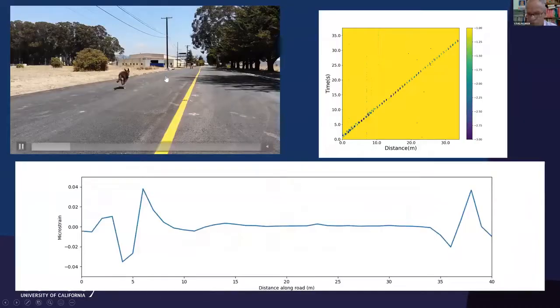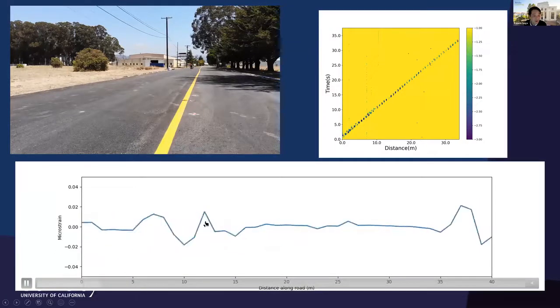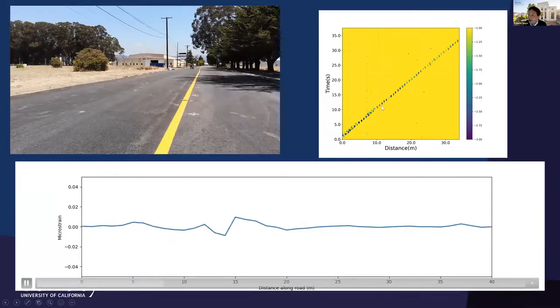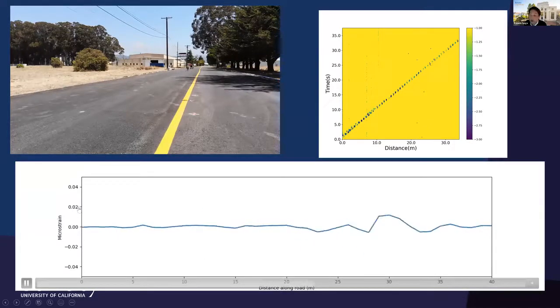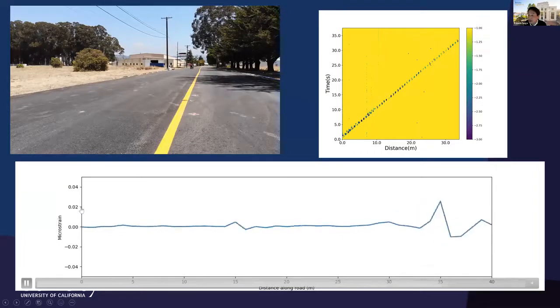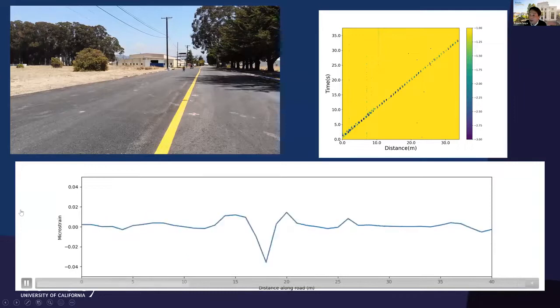You can have a dog. Your dog is running over here, and you can see the footsteps of the dog. That is coming to what we call 0.02 microstrain, which is 20 nanostrain, much more sensitive than any vibrating wire strain gauge that we have.